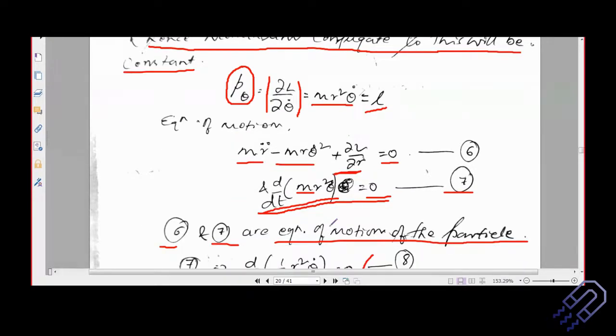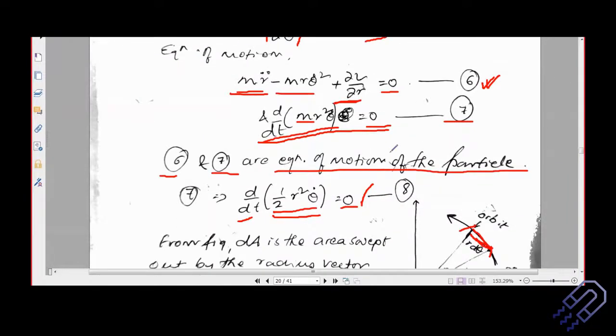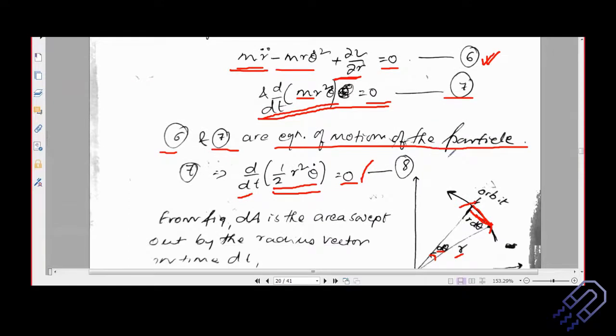is equal to 0. And of course we can put one more equation, d dt of del L del r dot minus del L del r is equal to 0. If we do that, we get this equation. This is something which you have done in the last lecture of unit 2. So these 6 and 7 are the equations of motion of the particle, and then we have d dt of half m r square theta dot is equal to 0.